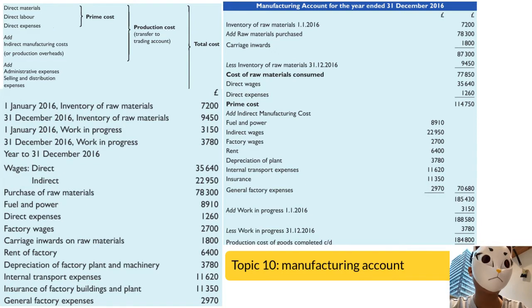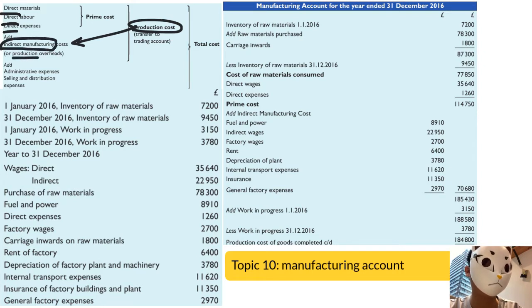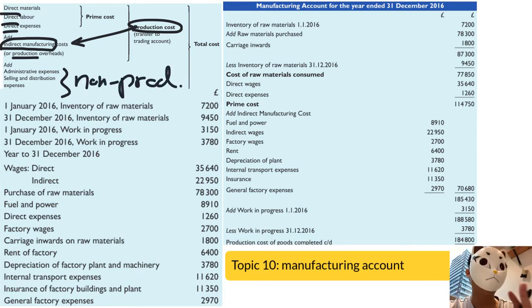In this topic, first of all, you have to understand the meaning of prime cost, production costs, and total cost. How do we differentiate them? For prime cost, you can see the word direct. All these wordings refer to prime cost. For the production cost, it will only add up the manufacturing cost, or what we call production overhead. For the total cost, we will add up the non-production costs. So you have to differentiate these three terms clearly.